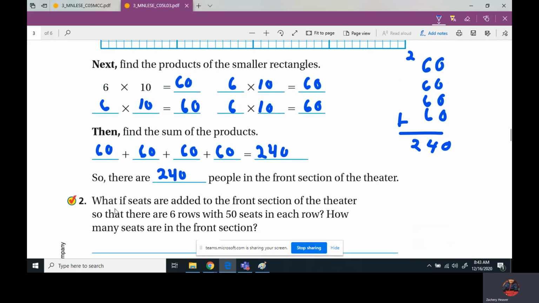It says, what if the seats are added to the front section of the theater? So now that there are 6 rows.